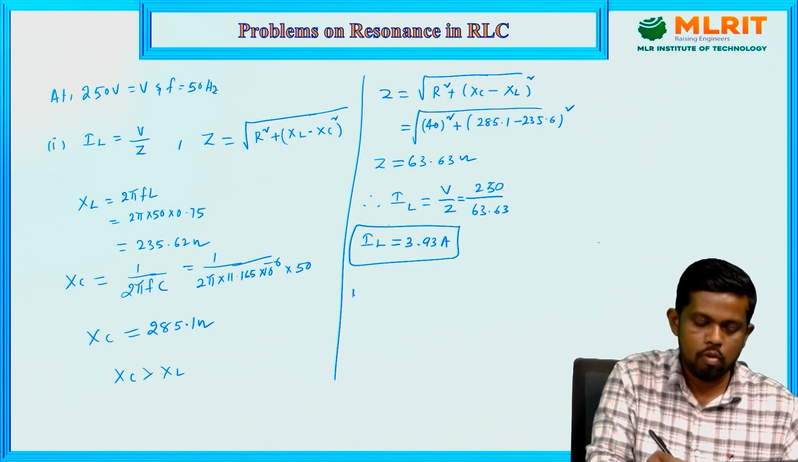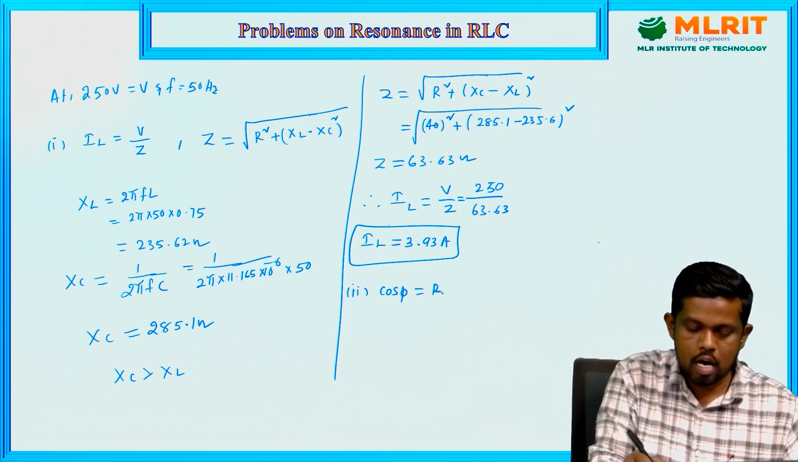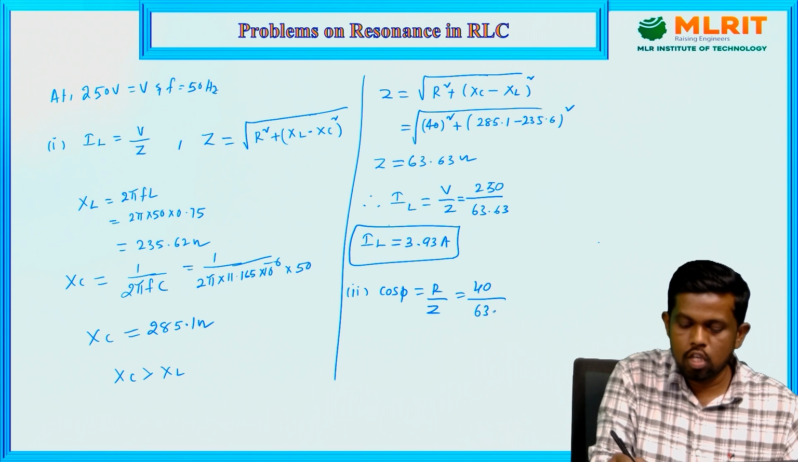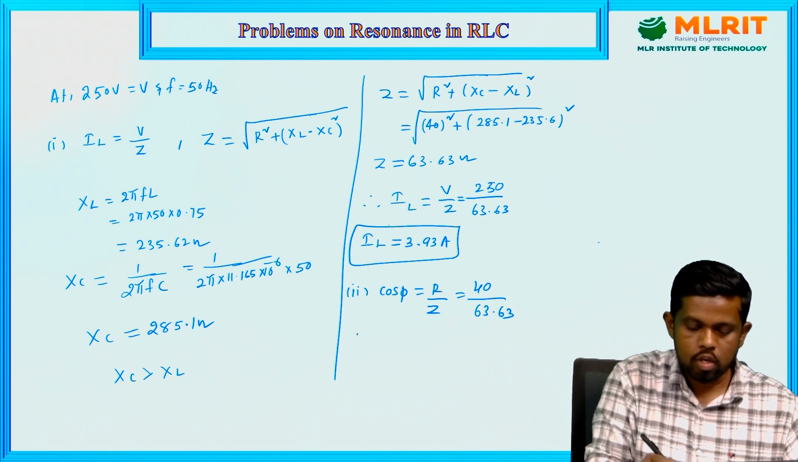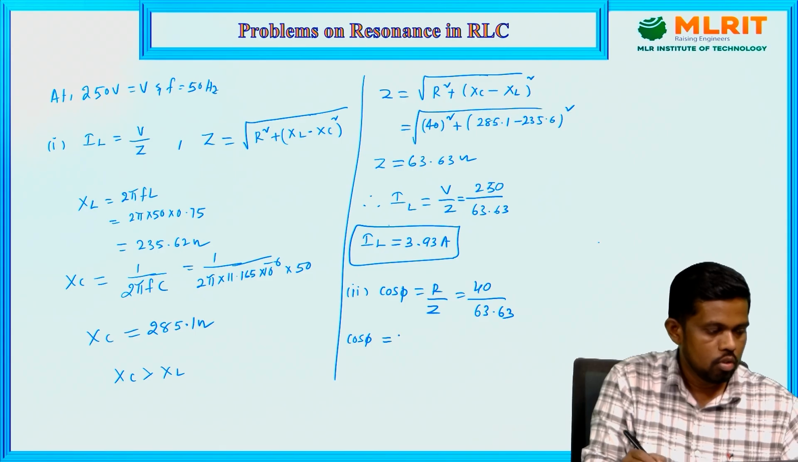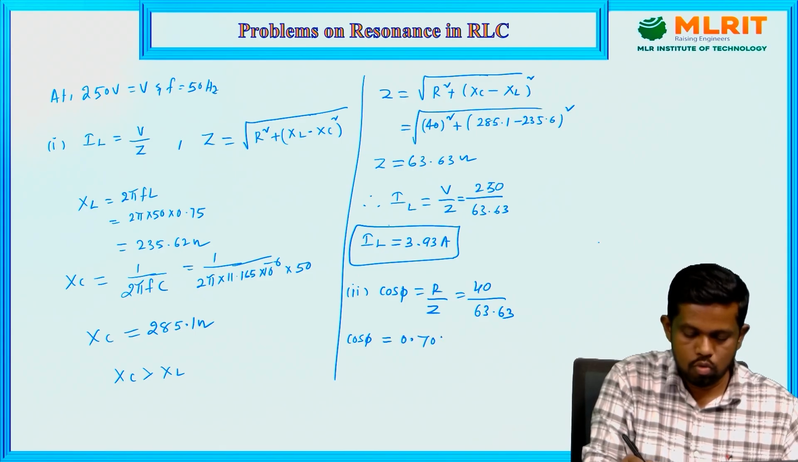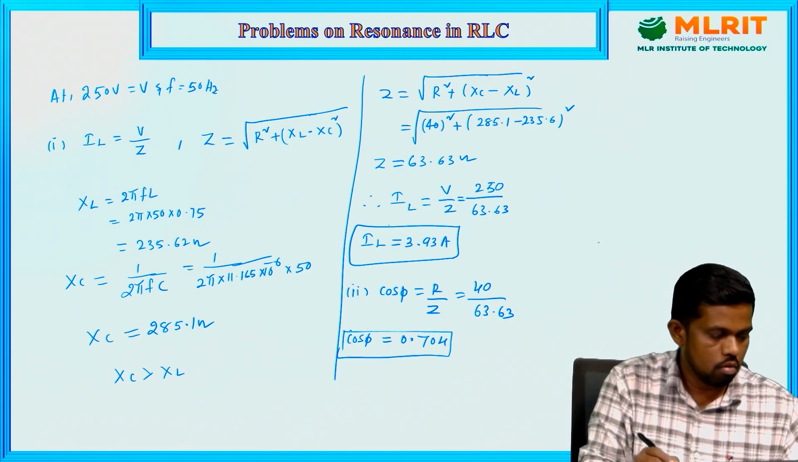So very simple one. The power factor is cos phi equal to R by Z. R is 40, divided by 63.63. After simplification, the power factor cos phi we got as 0.704. So this is the power factor offered by the network.